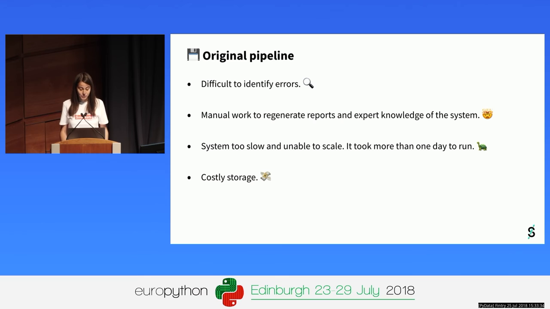Apart from that, the system was really slow. We are supposed to generate the accounting reports daily, and it was taking more than 24 hours to run. And finally, this pipeline was using as persistent storage a volume mounted into the host running the pipeline. This volume was quite expensive, and it required maintenance in order to ensure that it was not low on disk.